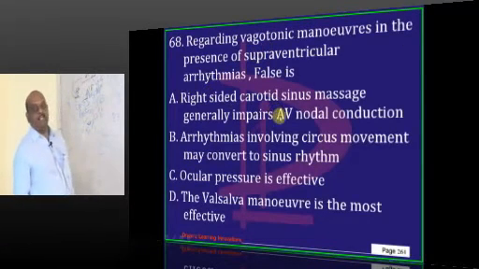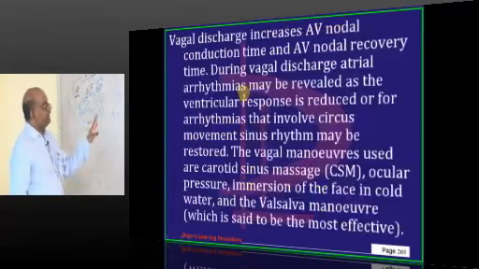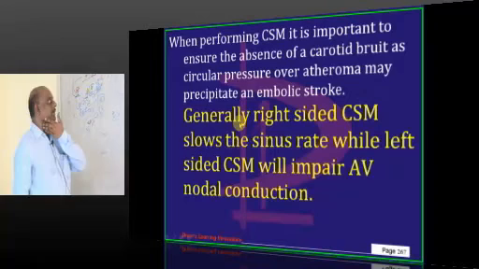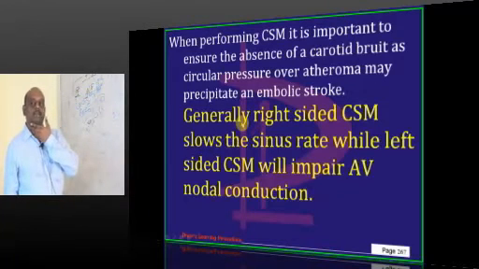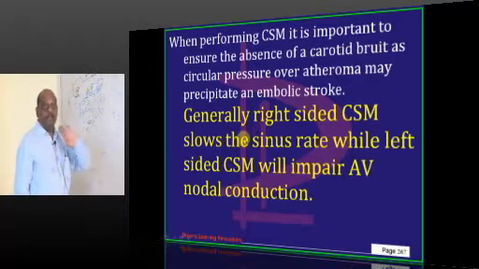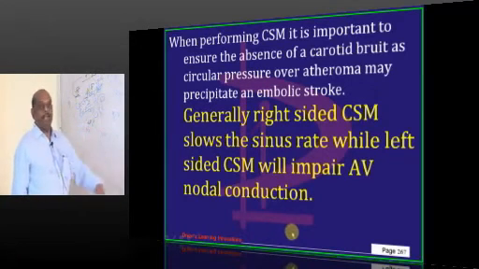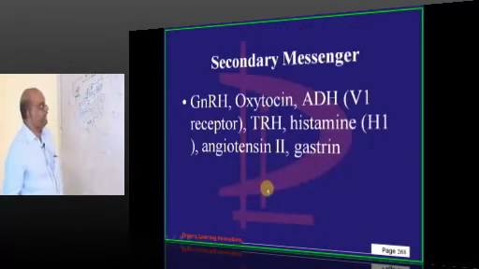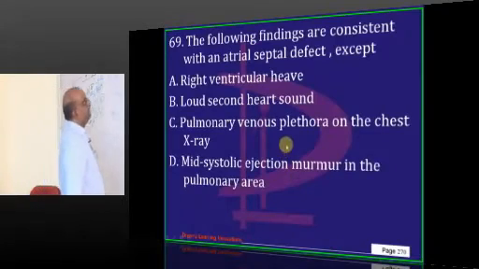Now vagotonic maneuvers in SVT. Simple. Whenever the right sided carotid is being massaged, the sinus rate will slow down. Left sided will impair the AV nodal conduction. This is the important rule about carotid sinus massage.